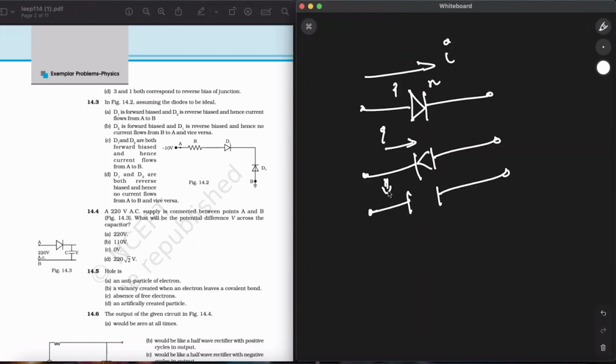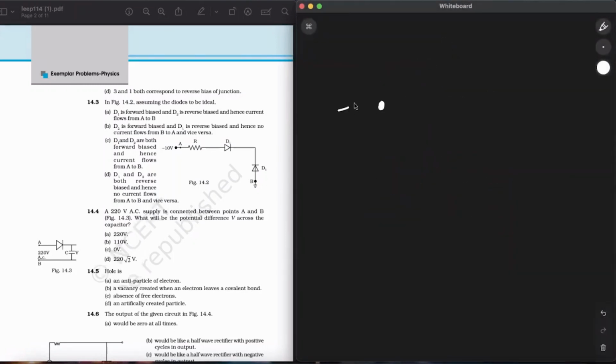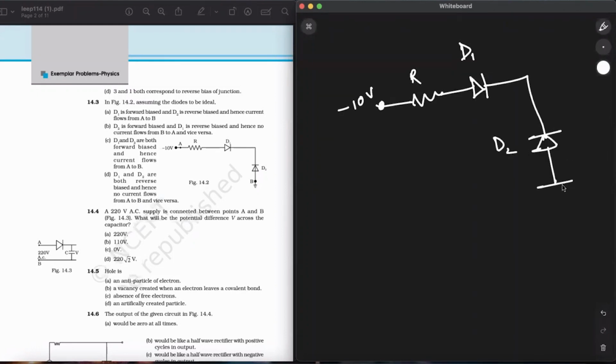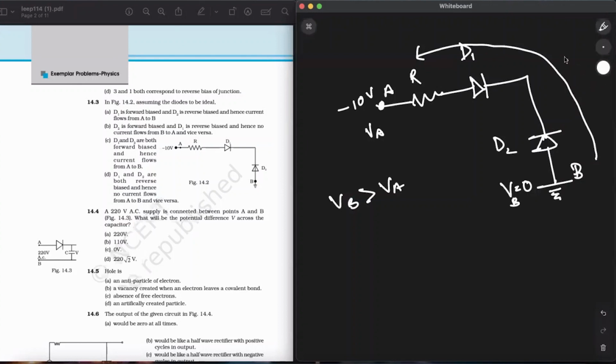So at point A we are seeing minus 10 volts. Now let me just draw the circuit that they have given to us. This is minus 10 volts. There's a resistance R, there's a diode D1, and there's a diode D2, and then we have a point that is grounded. So we already know the potential at ground is 0. So VB is greater than VA, so B is at high potential. So this is the way that current will flow.